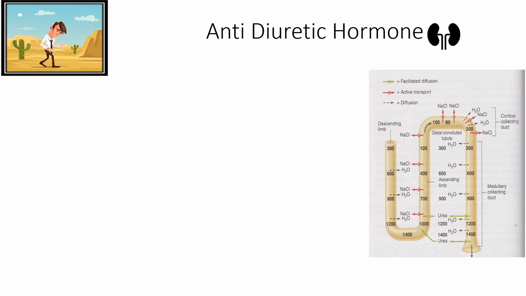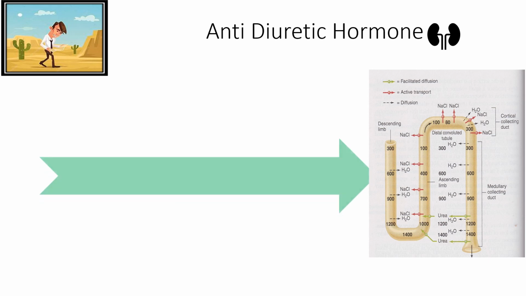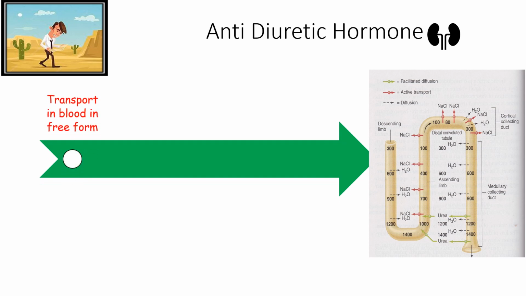So here we have the answers for that. Since it is a protein hormone, it will be transported in a free form. And since it is transported in the free form, what will happen? It is not binding to any protein. So what will happen? The plasma half-life will be short. It will be very fast metabolic clearance.